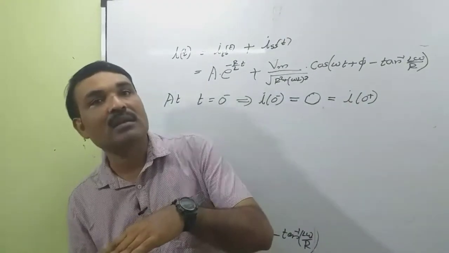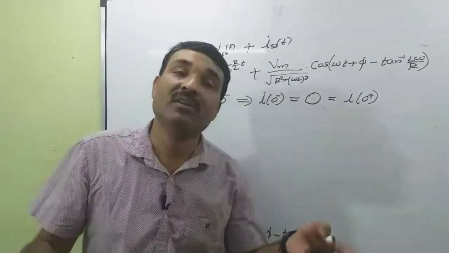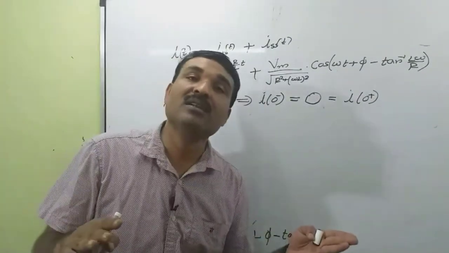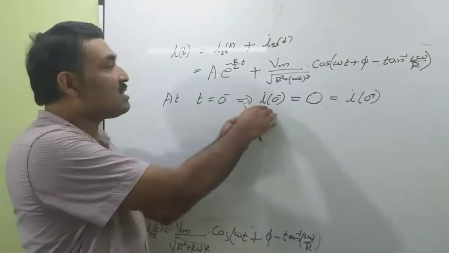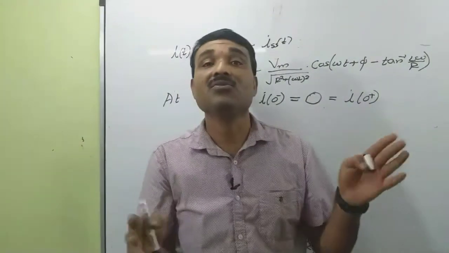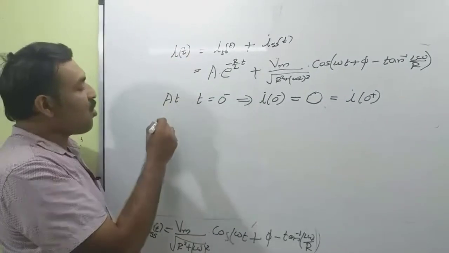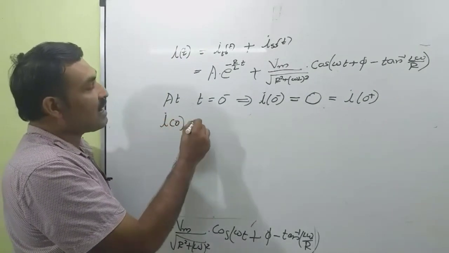The energy stored in the case of an inductance is in the magnetic field, and for a capacitance, the energy is stored in the electric field. Those are the properties of inductance and capacitance. So i(0-) is the same as i(0+), that is equal to 0. So we can write i(0) is equal to 0.